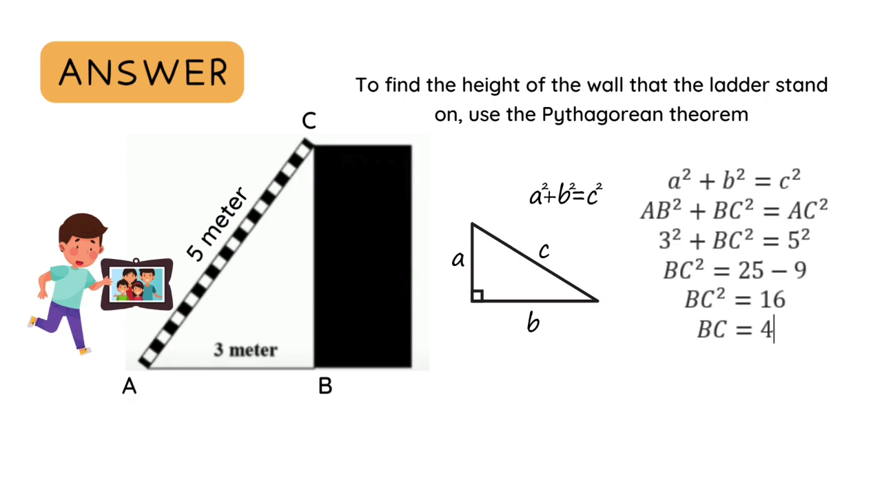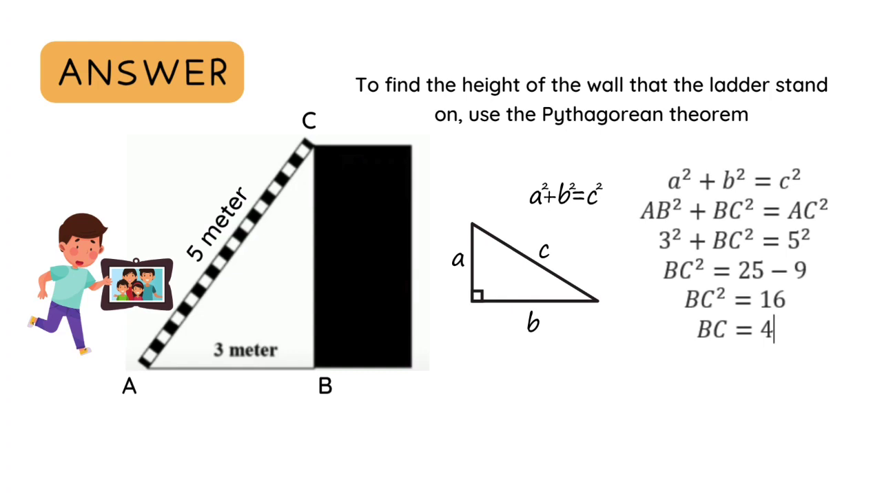The formula for the Pythagorean theorem is a squared plus b squared equals c squared. As in the illustration beside, AC as the hypotenuse, which is 5 meters, and AB as the base measuring 3 meters, BC as the height that we will find using the Pythagorean theorem.